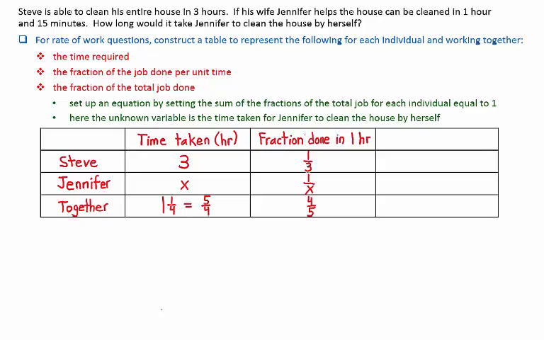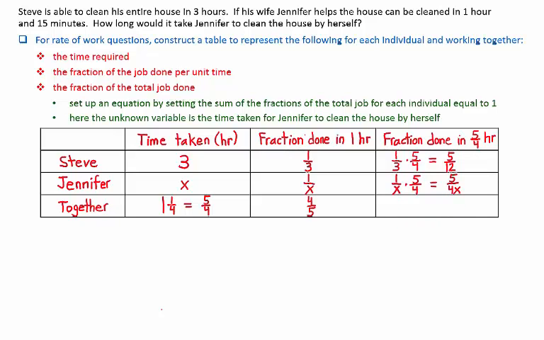For our final column, we want the fraction done in 5/4 hours. Note this is the total time working together. For Steve, he does 1/3 of the job each hour. So in 5/4 of an hour, we multiply 1/3 times 5/4. This means he will have done 5/12 of the job in total.